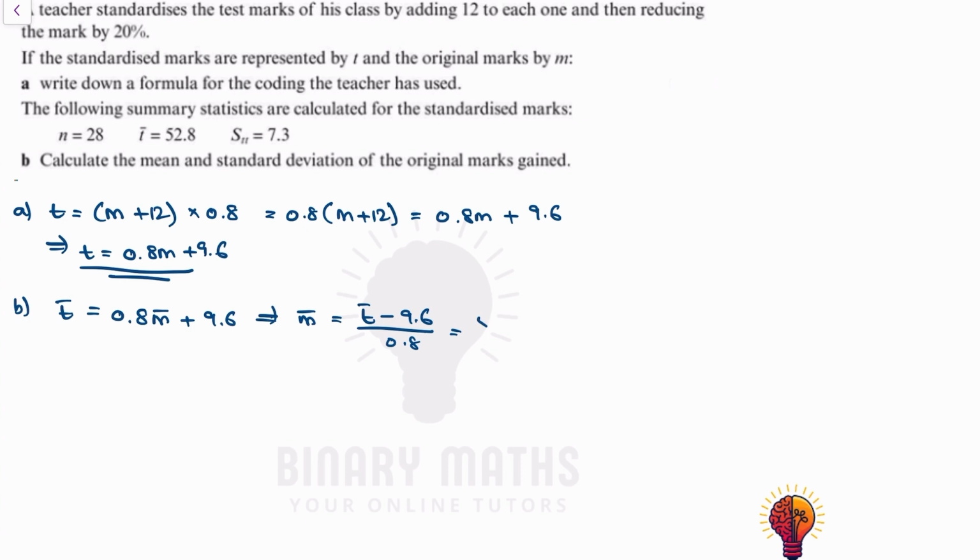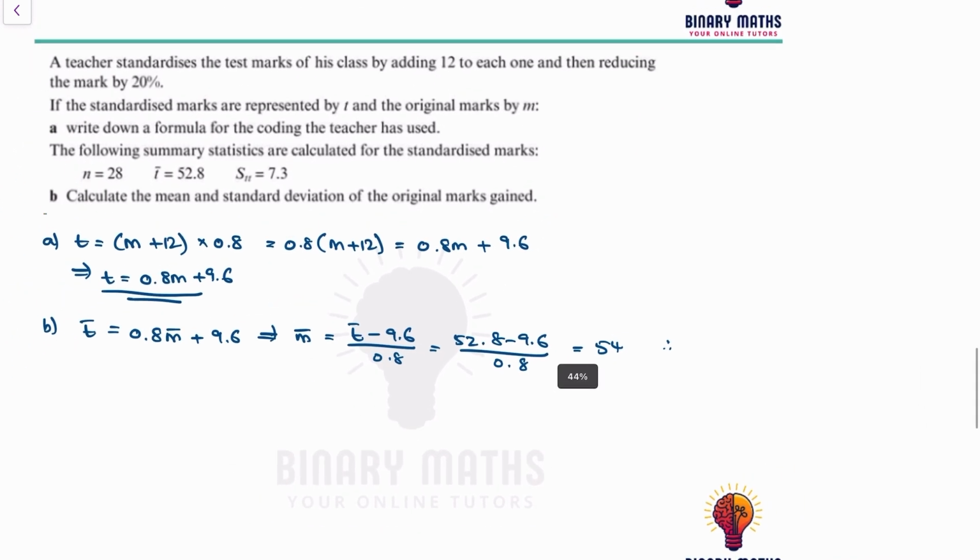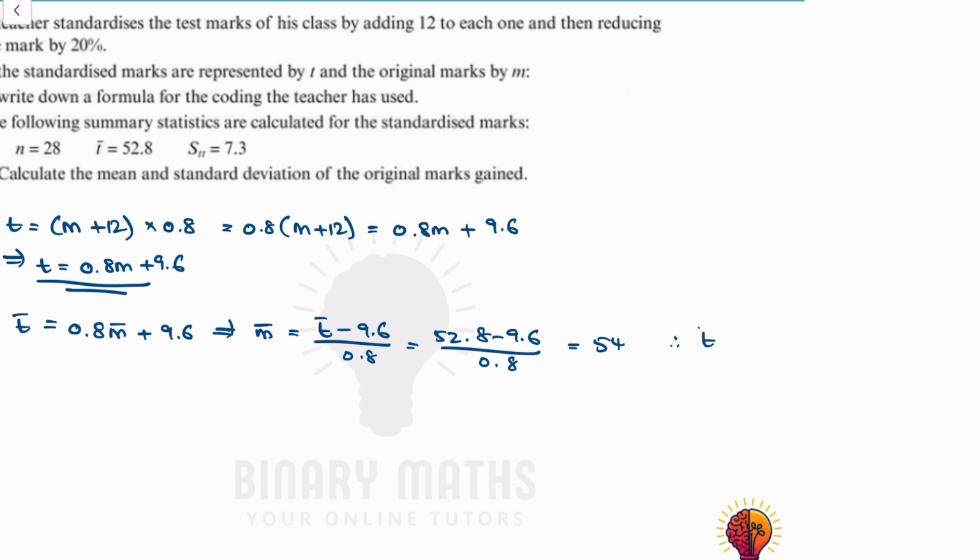So it's the same thing as 52.8 take away 9.6 divided by 0.8, which gives us a value of 54. So T bar, therefore, T bar is equal to 54.